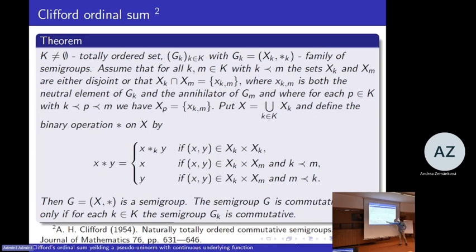I would like to point to the last sentence of this theorem, that the non-commutativity of this semigroup is dependent on the non-commutativity of its components. Okay, and we will see that it reduced the non-commutativity of the pseudo-uninorm a lot.